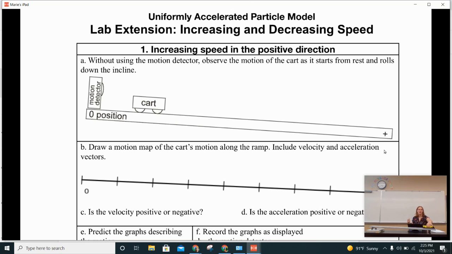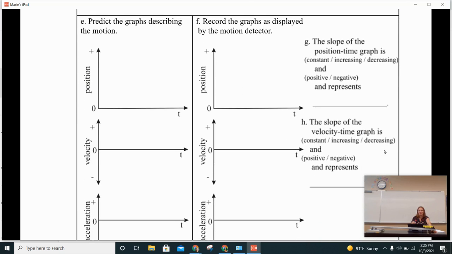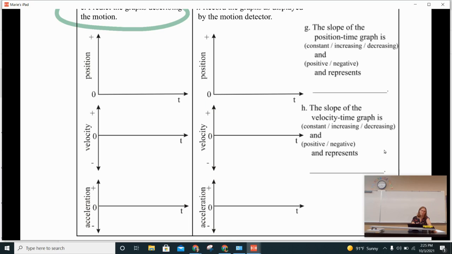And when it gets to the bottom, right before it stops because it hits the end, we're going to stop that video. So what you're going to do first is make a prediction. For each of these, this is where your prediction goes. In this column, you're going to make a prediction for your position versus time graph, velocity versus time graph, and your acceleration versus time graph.